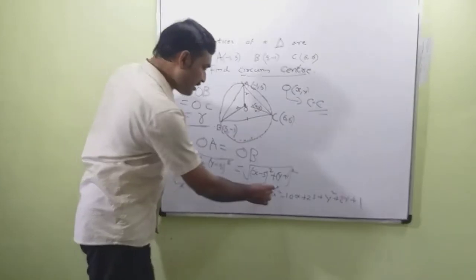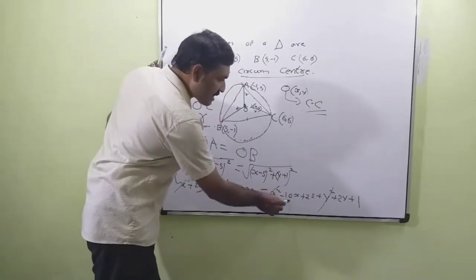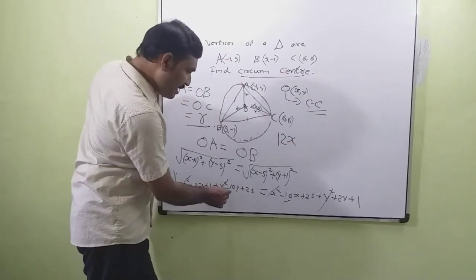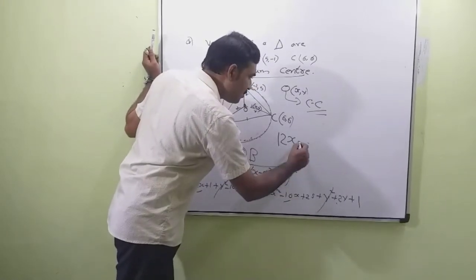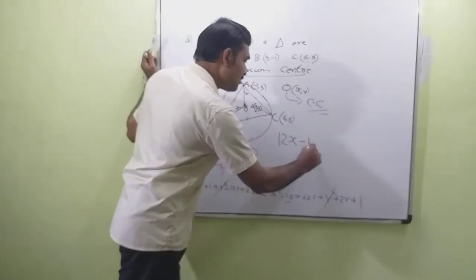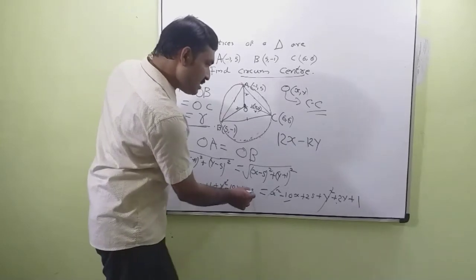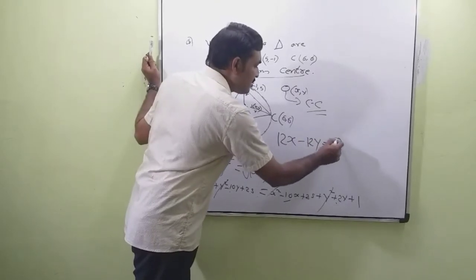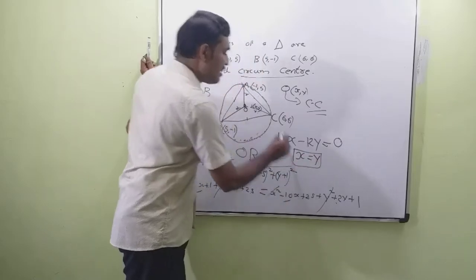Now x square and x square get cancelled. y square and y square get cancelled. 2x and minus 10x, so that becomes 12x, and minus 10y and plus 2y, taking the LHS, that is equal to 12y. Here it is 1 plus 25, that is 26, and here 25 and 1, 26, which get cancelled. So this is equal to 0. This implies x is equal to y from this equation.